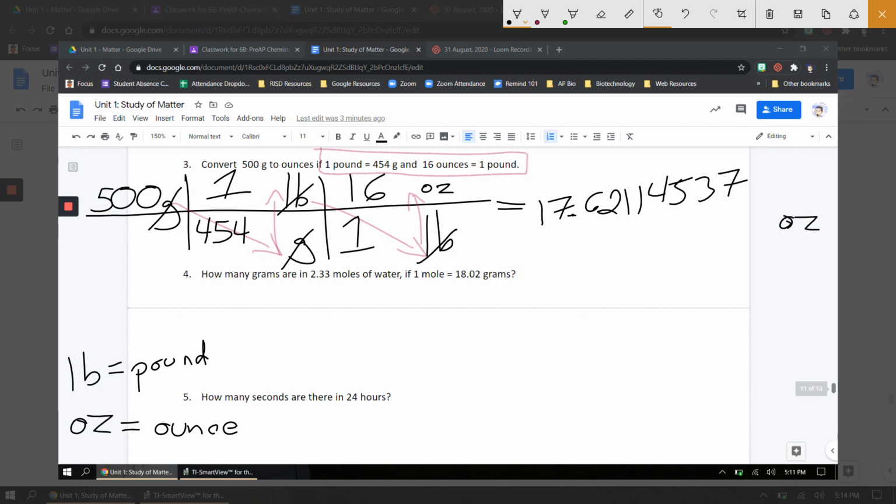Now, we are not going to use scientific notation for this example, nor the previous one, because the number of seconds in 24 hours can't really be rounded. It is exactly that value. The number of grams in moles of water is going to be the true value. In this case, 500 grams to ounces. Again, it's going to be that. Now, if your teacher asks you to do significant figures, let's go ahead and just see what that would be. Let's go ahead and practice.